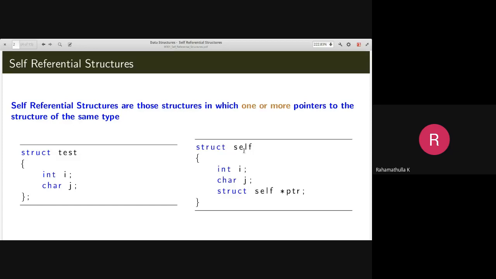Along with other members, like an integer member and a character member, it can have other pointer members as well. It contains an additional entry, which may be one or more. In this case there is one pointer ptr which is pointing to the same structure. So it contains a pointer which is pointing to self. That is what self-referential structures are.